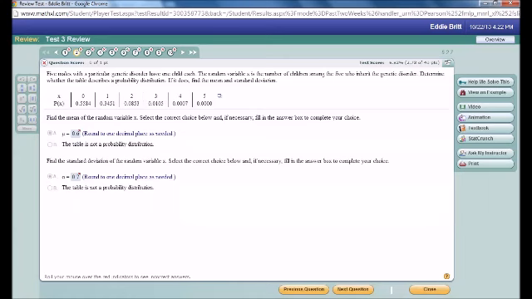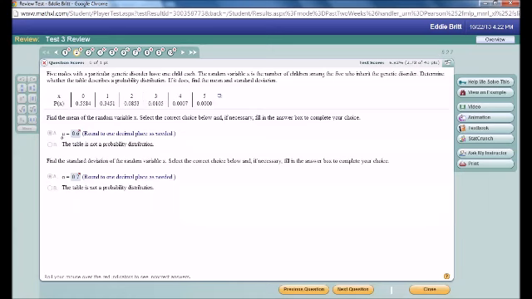So what we want to do is make sure that this table does describe a probability distribution. So we need to add up all the probabilities here. And when you add up all these probabilities, you should get 1. I'm not going to do that because it is a probability distribution, but you could do that in your calculator. Just add each probability up and you should get 1.